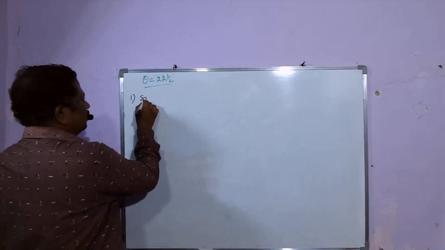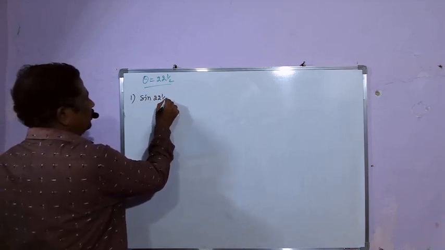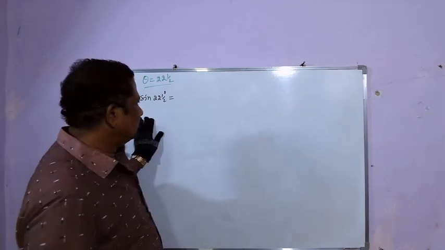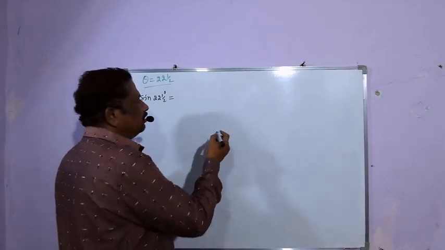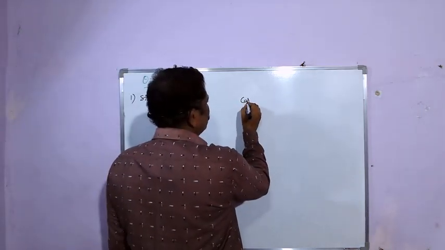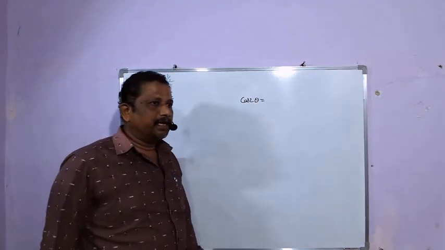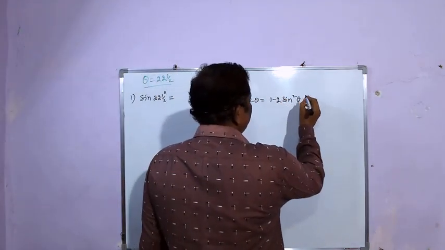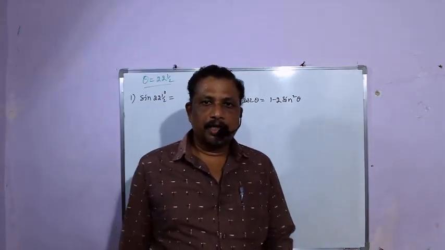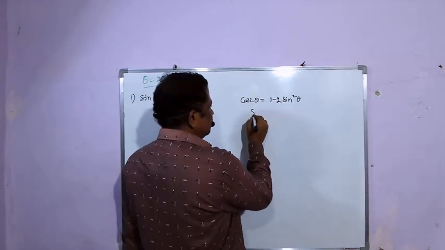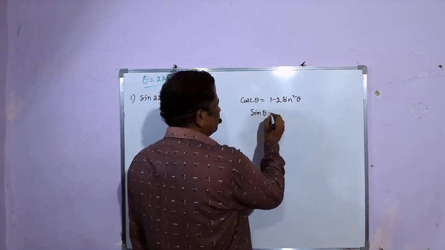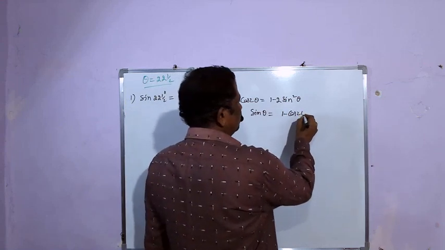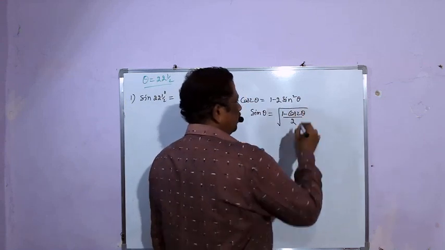First one, sine 22.5 degrees is equal to... To apply this, we should remember the formula. What is that formula? Cos 2 theta in terms of sine, that is 1 minus 2 sine square theta. So now in this I am going to write sine theta as the subject. So what we get here? Sine theta equals under root of (1 minus cos 2 theta) by 2.